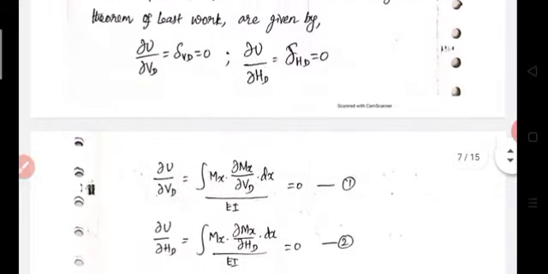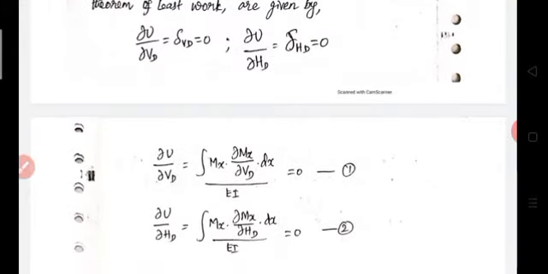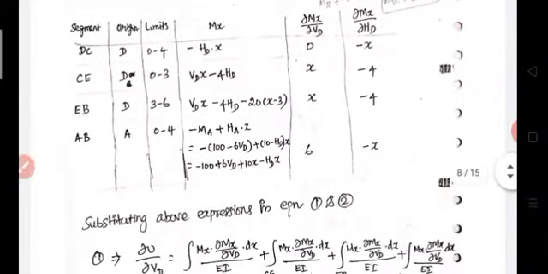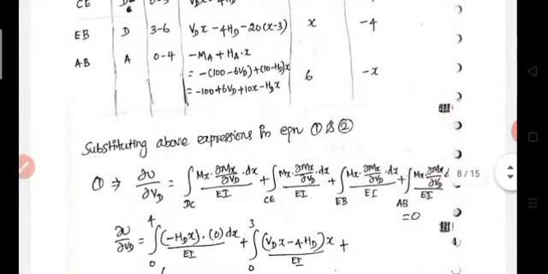From the theorem of least work, dou U by dou VD is equal to integration of Mx, dou Mx by dou VD into dx divided by EI, equal to 0. Second equation, dou U by dou HD is equal to integration of Mx, dou Mx by dou HD into dx divided by EI, equal to 0. So substituting these, the first equation becomes the integration of the first segment DC, then CE segment, EB segment and AB segment. We have to consider the entire structure, which I split into 4 segments, so add all the 4 segments, finally equal to 0.